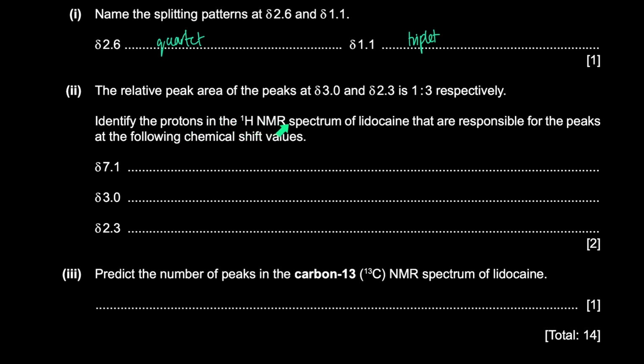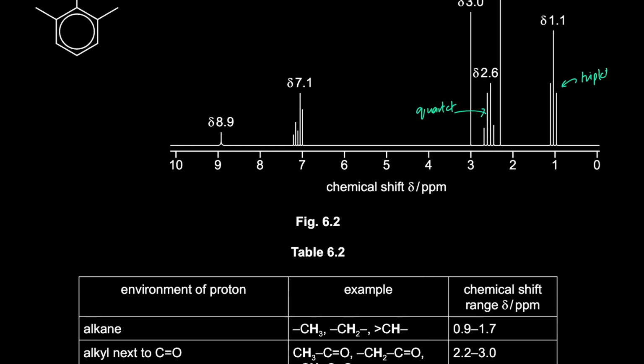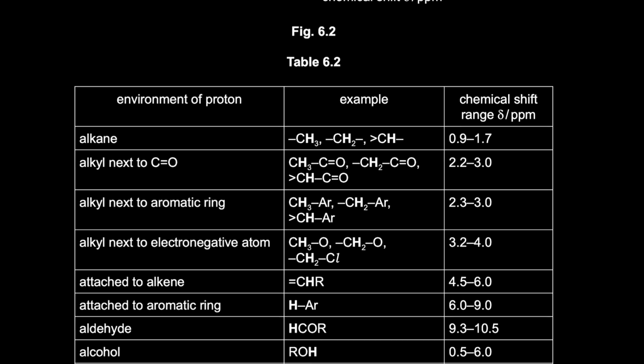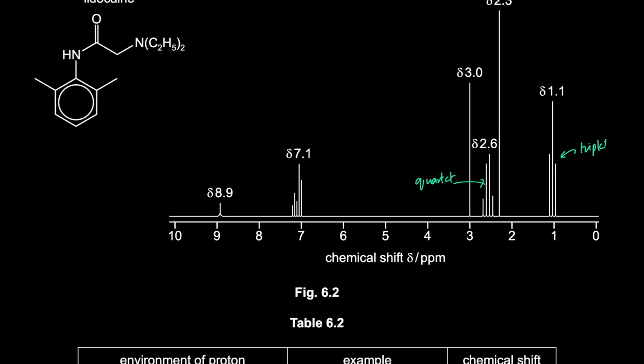Identify the protons in the NMR spectrum of lidocaine that are responsible for the peaks at the following chemical shift values: 7.1, 3.0 and 2.3. At 7.1, what kind of proton is responsible for the shift? The range of around 6 to 9 is when you have a hydrogen bonded to a benzene ring. Here you have these 3 hydrogen atoms directly bonded to the benzene ring. They'll give you a shift of around 7.1.